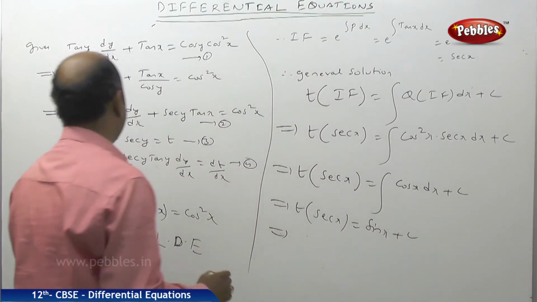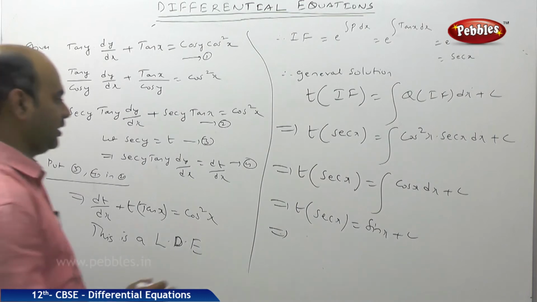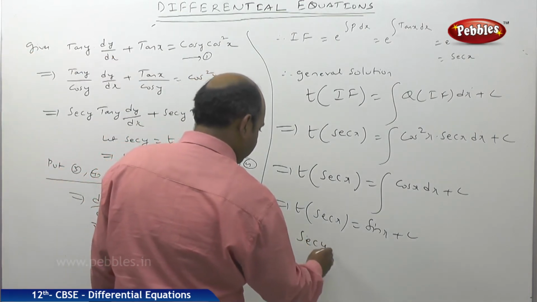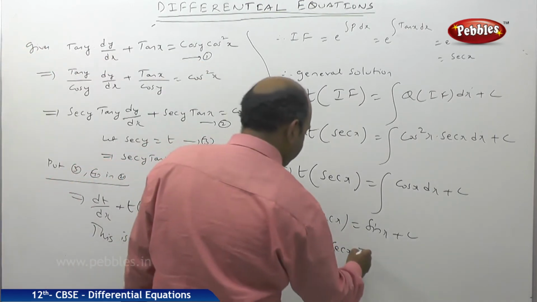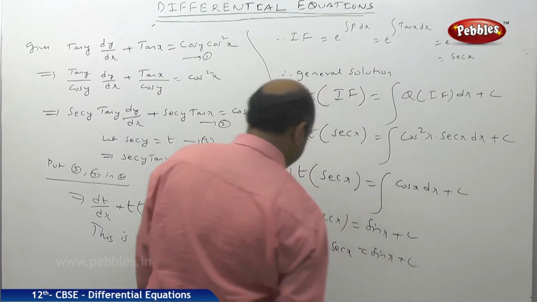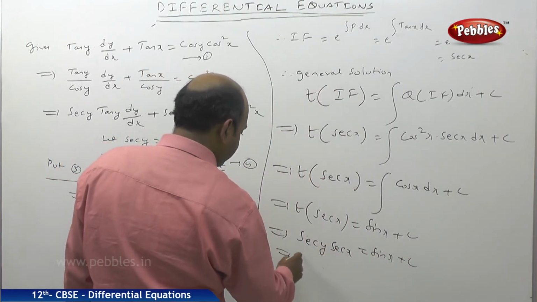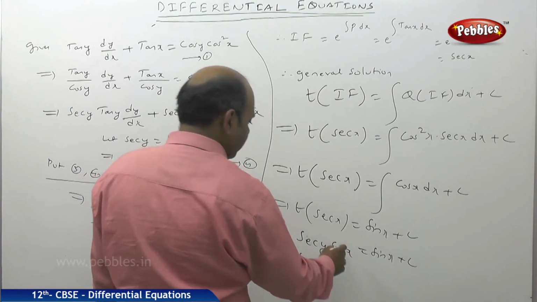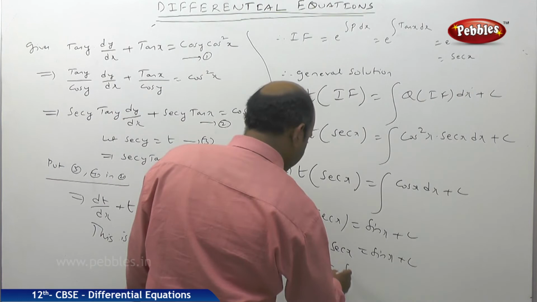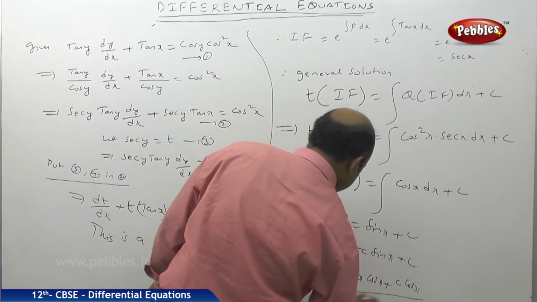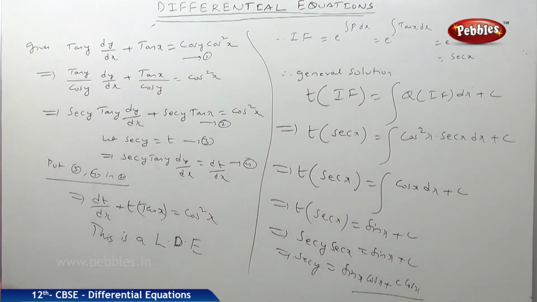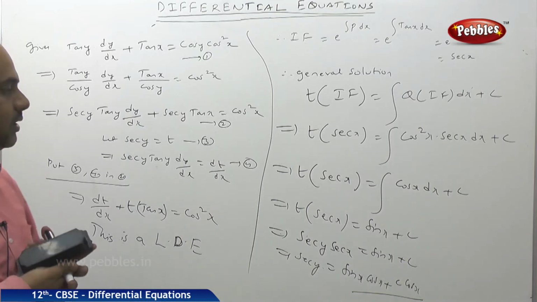But in place of t, what had I taken? Secant y. So secant y, secant x is equal to sin x plus c. So this is nothing but secant y is equal to secant x, that is 1 by cos x. I can transfer to that side. So y is equal to sin x cos x plus c cos x is the relation which satisfies the differential equation 1. So with this we completed problems based on Bernoulli's equation.